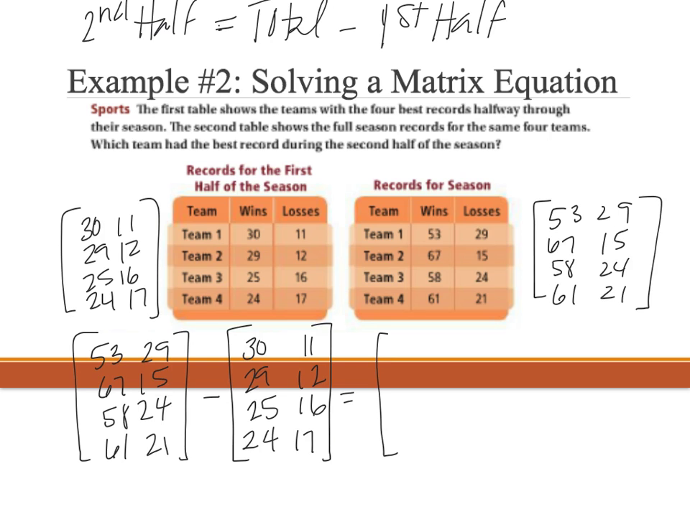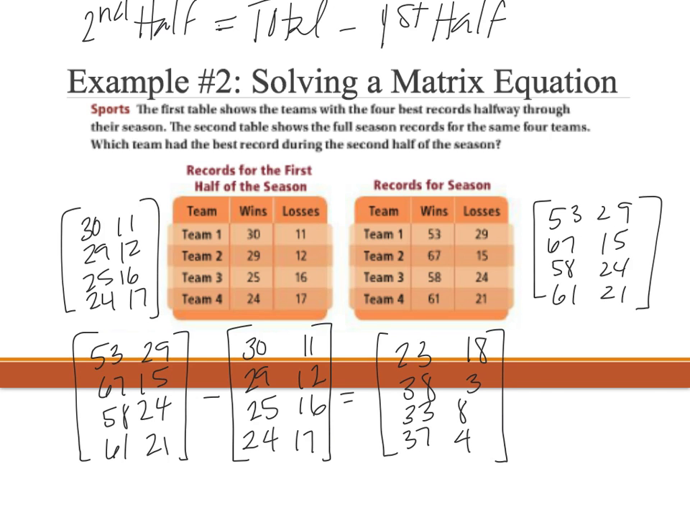So this would give us 50 minus 30 is 23, 29 minus 11 is 18, 67 minus 29 is 38, 15 minus 12 is 3, 58 minus 25 is 33, 24 minus 16 is 8, 61 minus 24 is 37, and finally 21 minus 17 is 4.